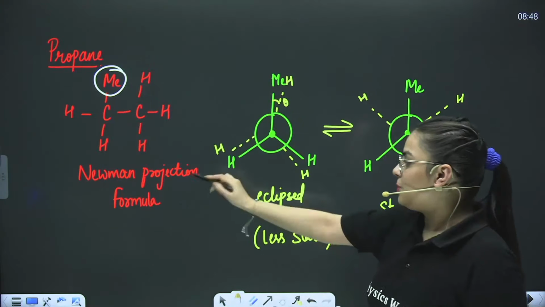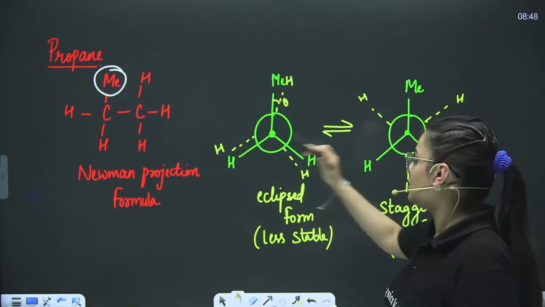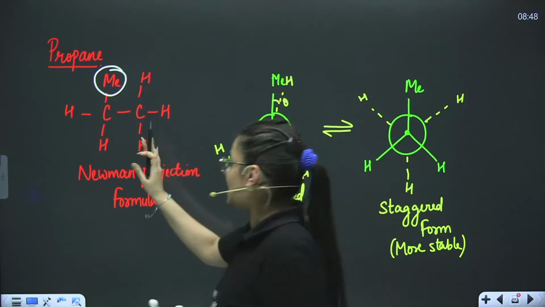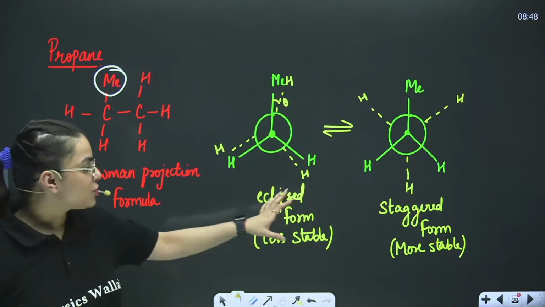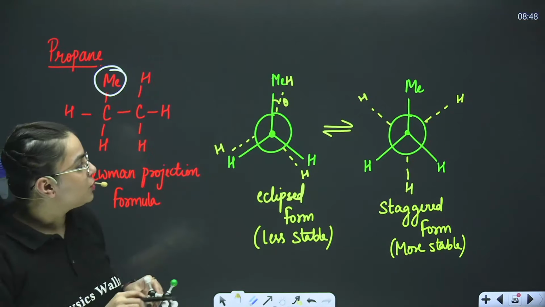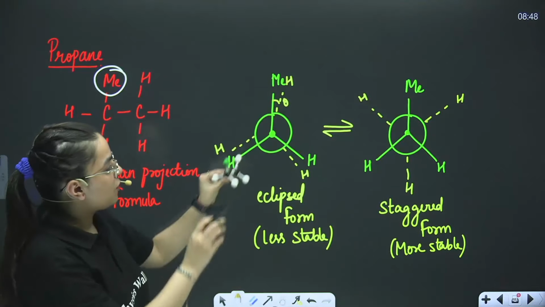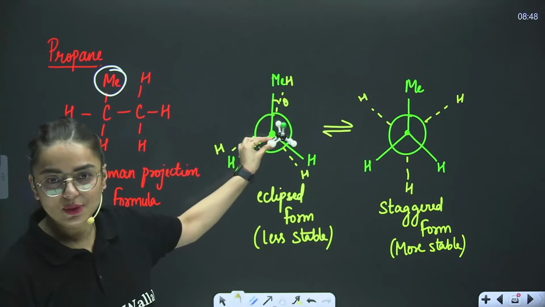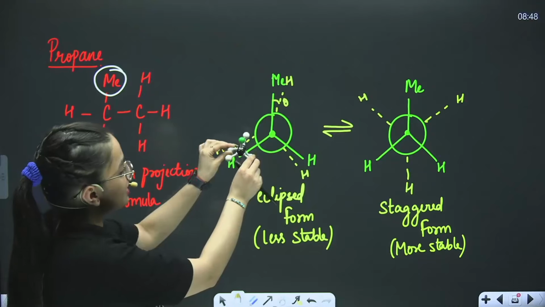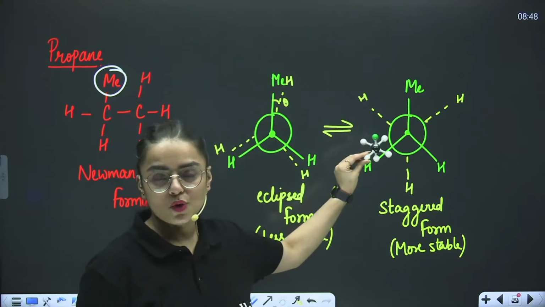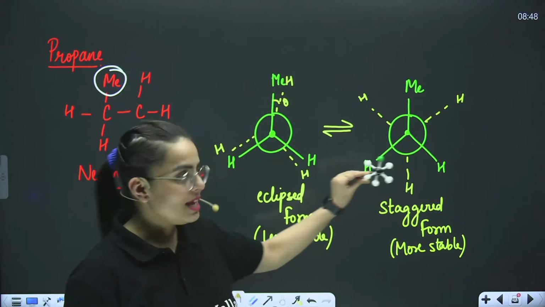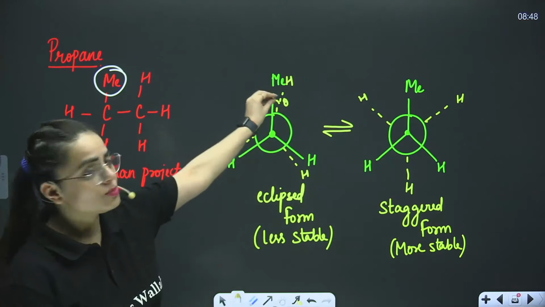Now, the simple projection formula looks like this. I have to convert it into Newman projection formula. So here what I'll do is, this is my first form, eclipsed form, when there is 0 degree angle. Now I will rotate the second carbon atom by 60 degree and I will obtain the staggered form. It is more stable because there is less repulsion, and the eclipsed is less stable because there is more repulsion.